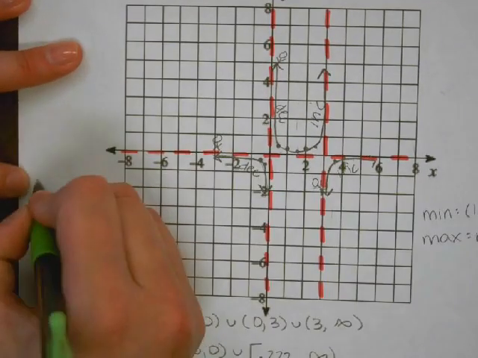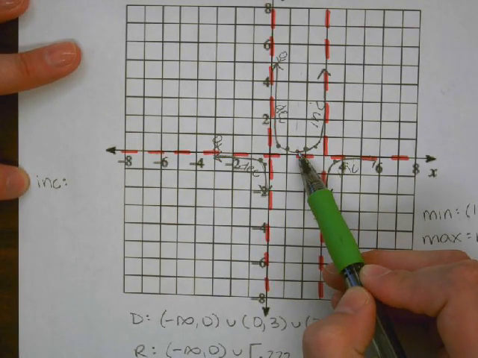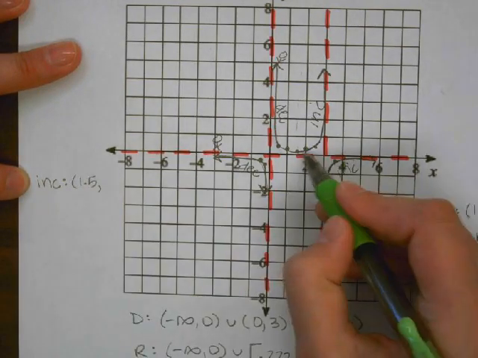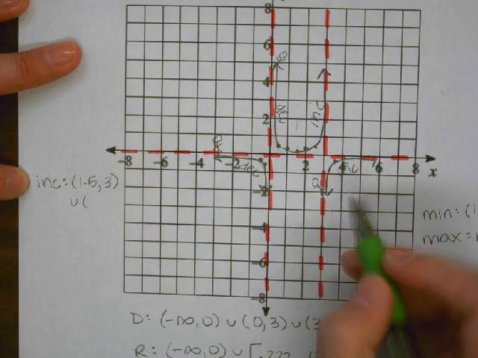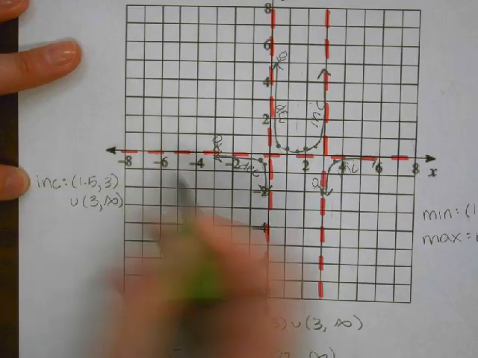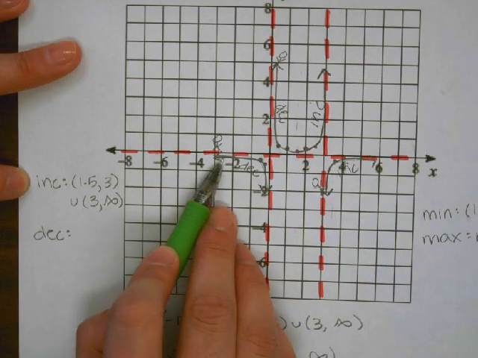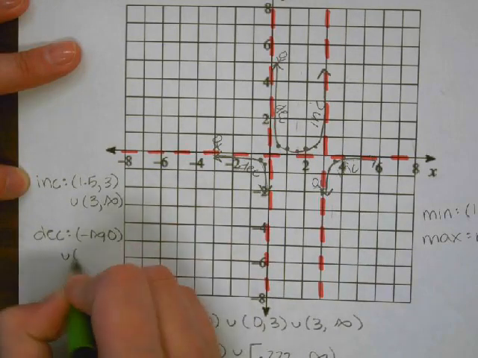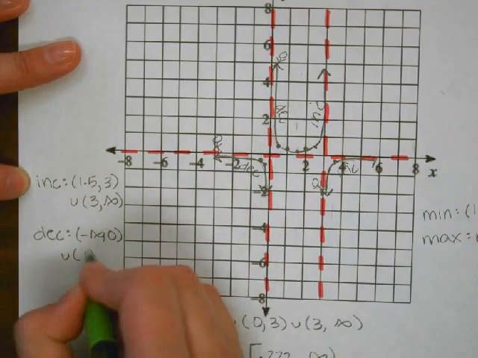Probably. All right, so our increasing interval is from this minimum value, and if you guys remember, we always use the x values. So that minimum value was 1.5. So we are increasing from 1.5 to the x value of 3, where that asymptote was. And then we are increasing from 3 to infinity. We are decreasing from an x value of negative infinity to an x value of 0. And then from an x value of 0 down to this minimum. So that's 1.5.